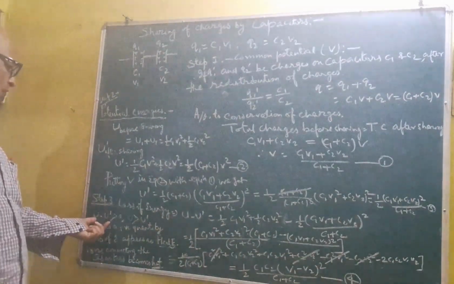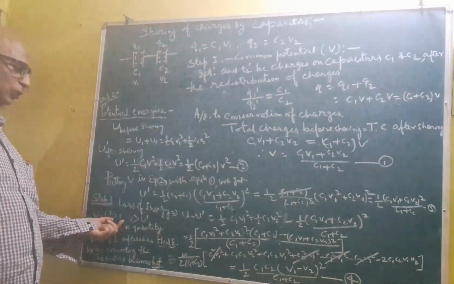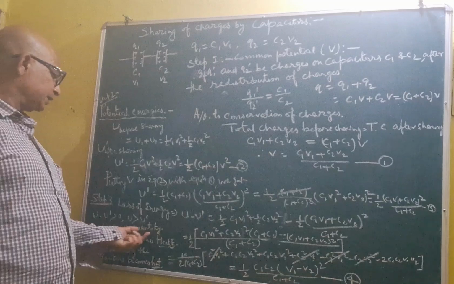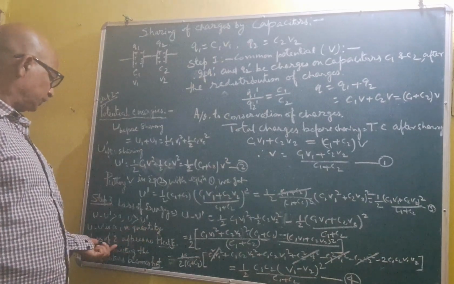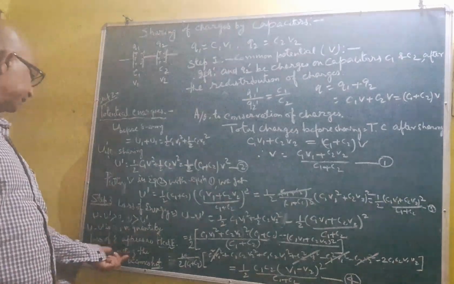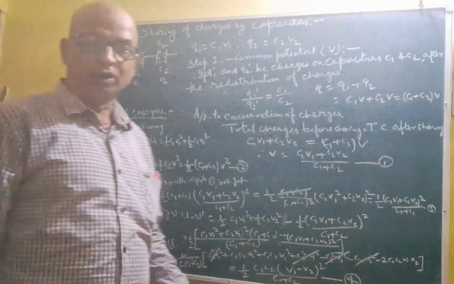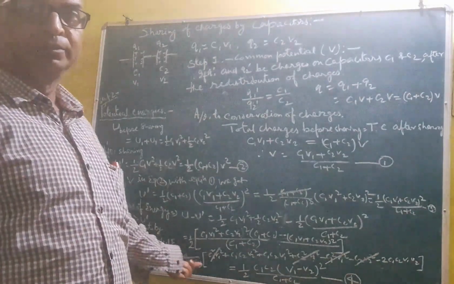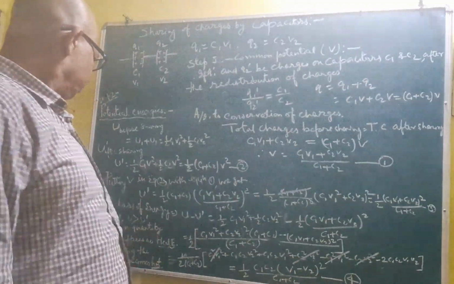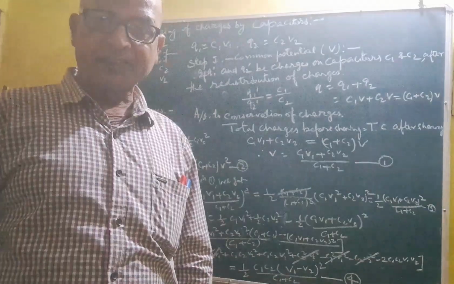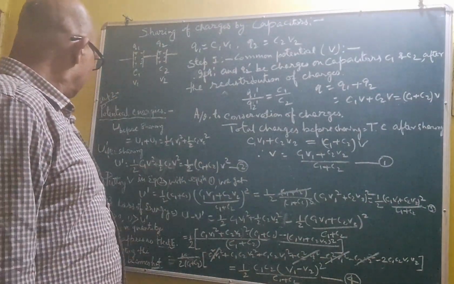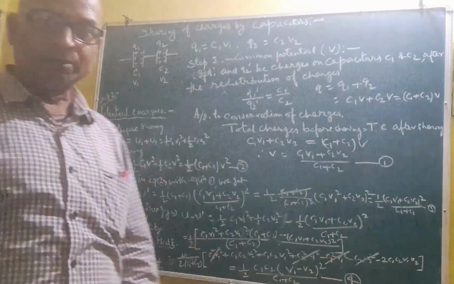If U minus U dash is greater than 0, then U is greater than U dash, so U minus U dash is a positive quantity. The loss of energy appears as heat energy. The wires connecting the capacitors become hot. So the loss of energy, given by U minus U dash, is a positive quantity, appears as heat energy, and therefore the wires connecting the capacitors become hot.